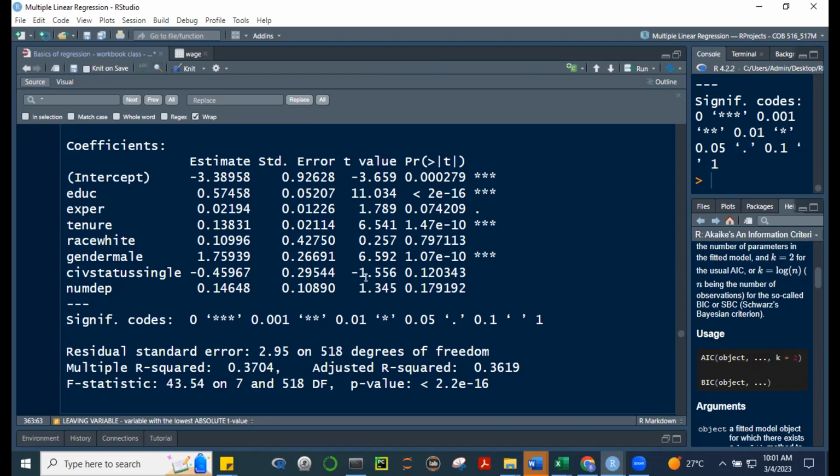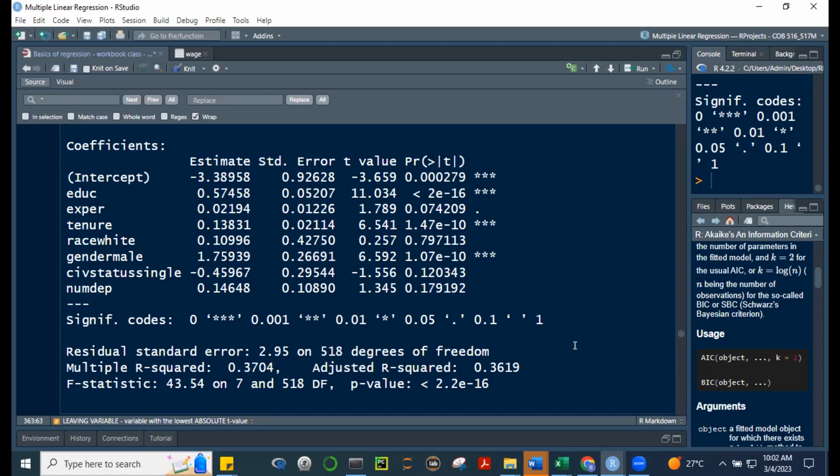Don't disregard the absolute value. Mathematically or algebraically, this might be the lowest, negative 1.556, but we disregard the sign and look at the absolute values. And the lowest is what, class? What variable is the lowest? Definitely, we will not be able to choose the significant variables, because the significant variables will have high t-values and low p-values. So which is the lowest absolute t-value, class?